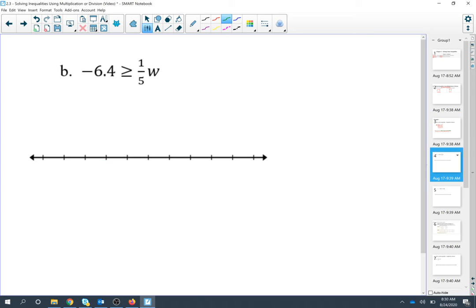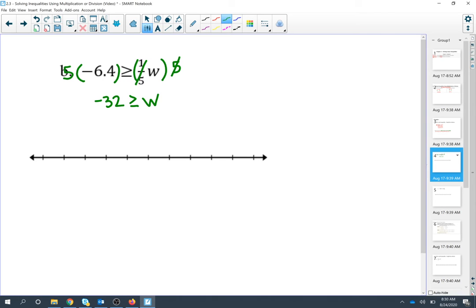Letter B, -6.4 is greater than or equal to 1/5 W. So again, over on the right, if I'm trying to get W by itself, 1/5 is a fraction, so really this is saying like divide by 5. The opposite of divide by 5 would be we multiply both sides by 5. The 1/5 and the 5 will cancel, and we'll be left with our W. Just drop your inequality sign exactly how you see it. Grab your calculator. 5 times -6.4 is -32.